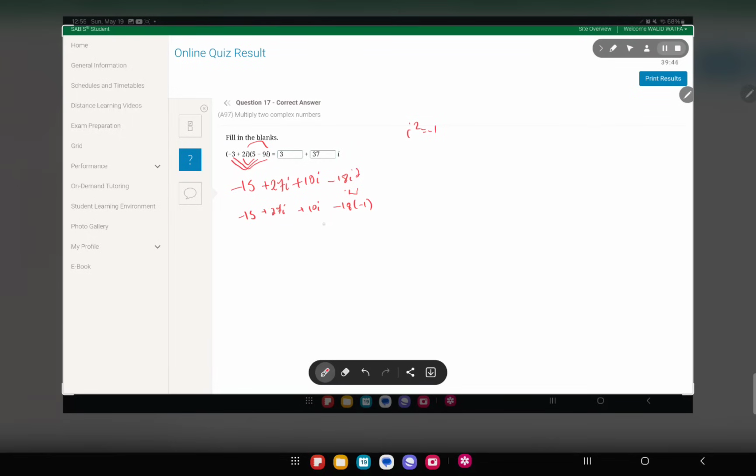Okay, you can simplify this. Minus 15 plus 18, since minus 18 times minus 1 is plus 18. So minus 15 plus 18 is 3. Then 27i plus 10i is 37i. So 3 plus 37i. That's it.